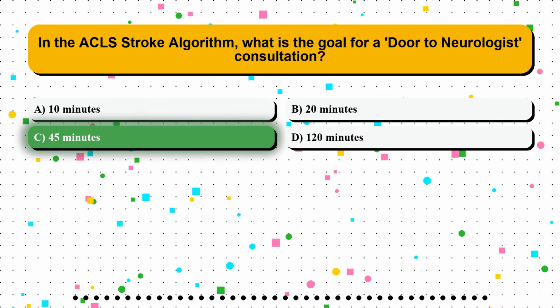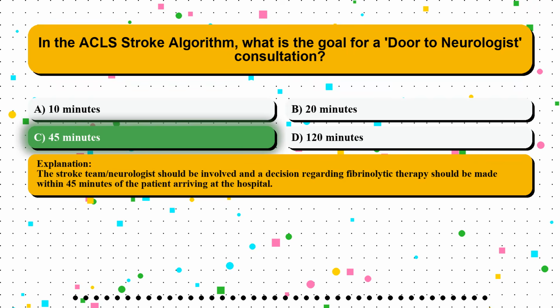The correct answer is option C, 45 minutes. The stroke team/neurologist should be involved and a decision regarding fibrinolytic therapy should be made within 45 minutes of the patient arriving at the hospital.